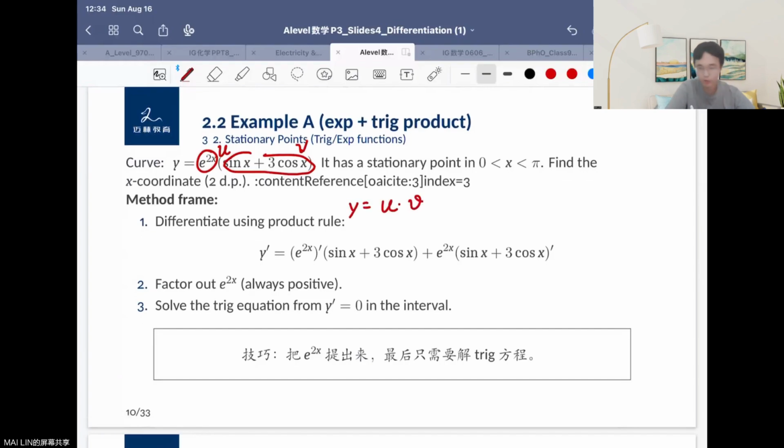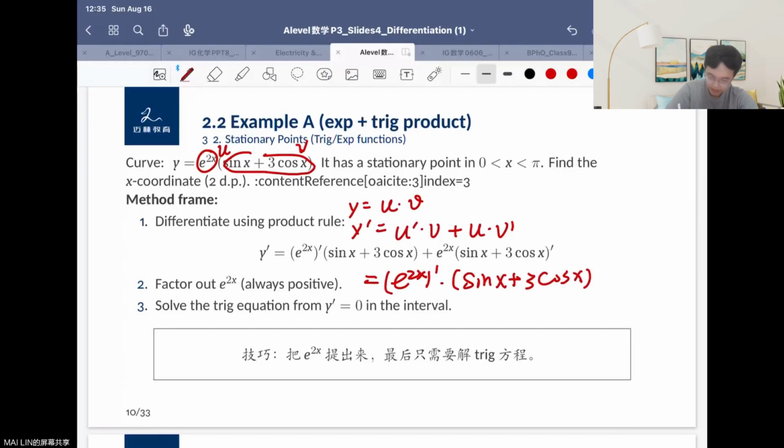So we can consider it as u times v. If y equals u times v, the differentiation of y is u differentiation times v plus u times v differentiation, right? So then you have e power of 2x differentiation times (sine x plus 3 cosine x), plus e power of 2x times (sine x plus 3 cosine x) differentiation. And then you can try to simplify it.